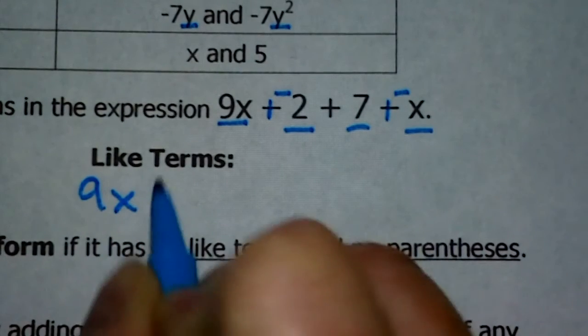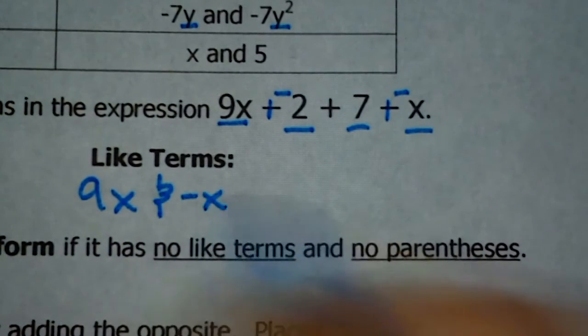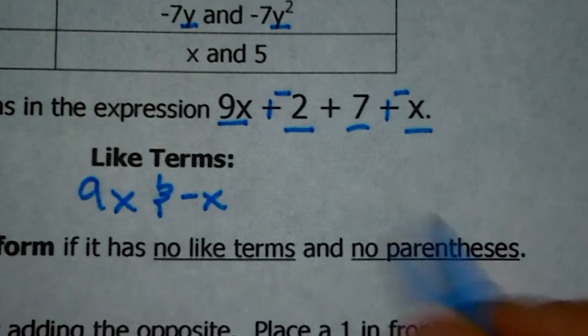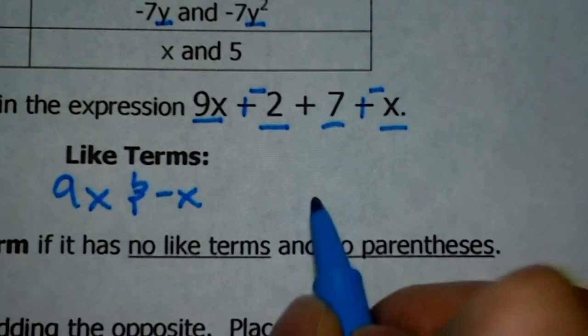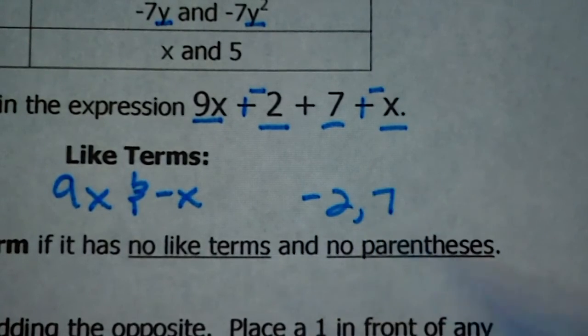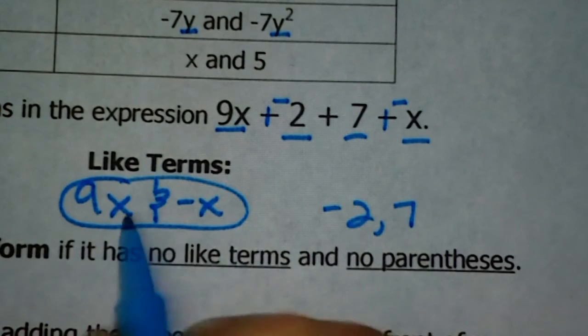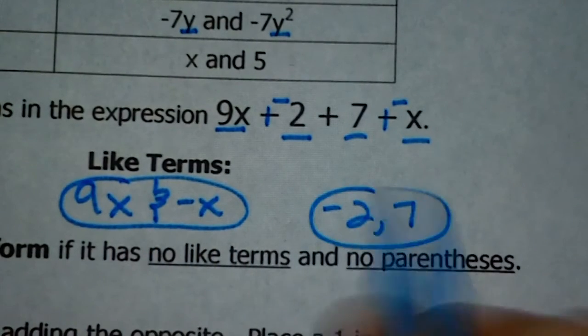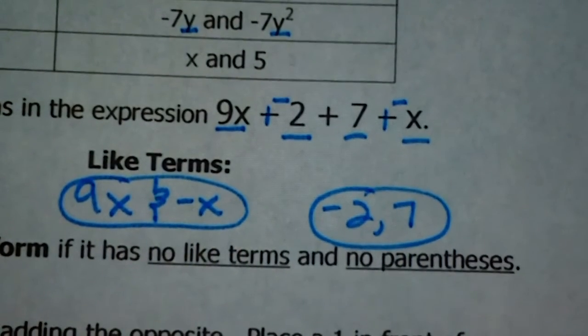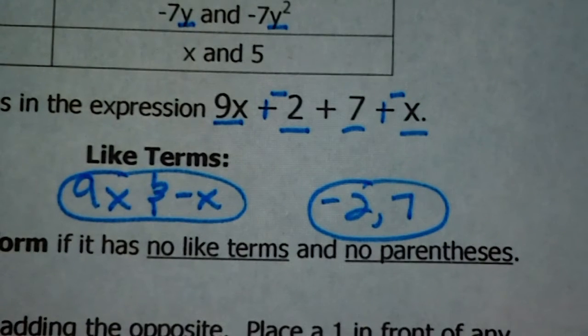So 9x and negative x, those are like terms. And then you look, we also have a negative 2 and a 7. Sorry, I used a comma here and an "and" sign there. I don't know what I was thinking. But anyhow, those are like terms. They both have x's. Those are like terms because they're both constants. Neither of them has a letter attached to it. So why am I even talking to you about like terms? Why do you have to know all this stuff?